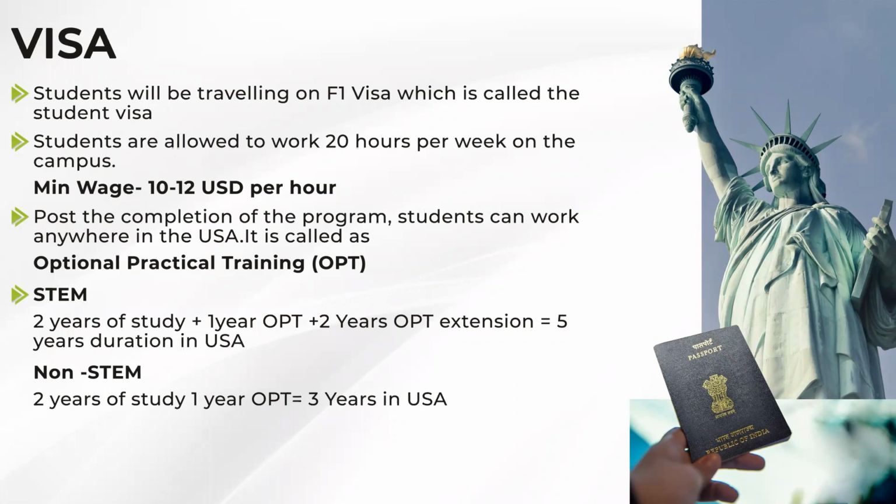Now, if an internship is part of your program, then obviously you can work outside the campus in the company that is offering you an internship. Now, internship is called curriculum practical training, and the duration of which cannot exceed more than 1 year. Most of these universities will give you an option to go for internship for a period of maximum 6 months. Minimum it could be 1 month or 2 months, but maximum it will be of 6 months duration.